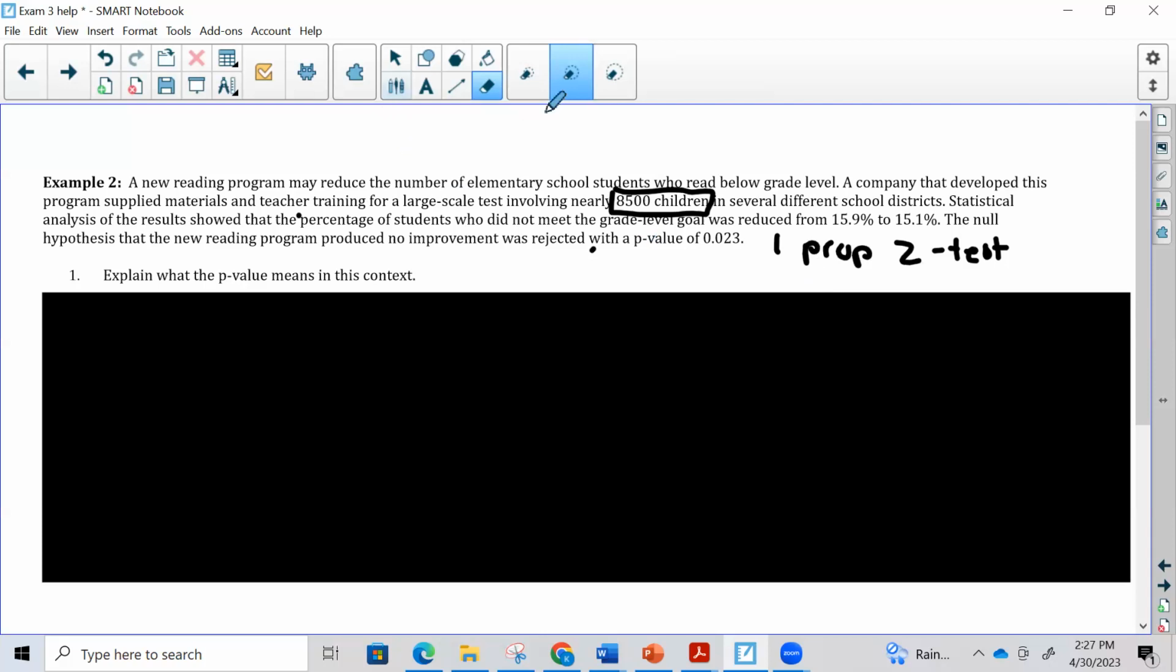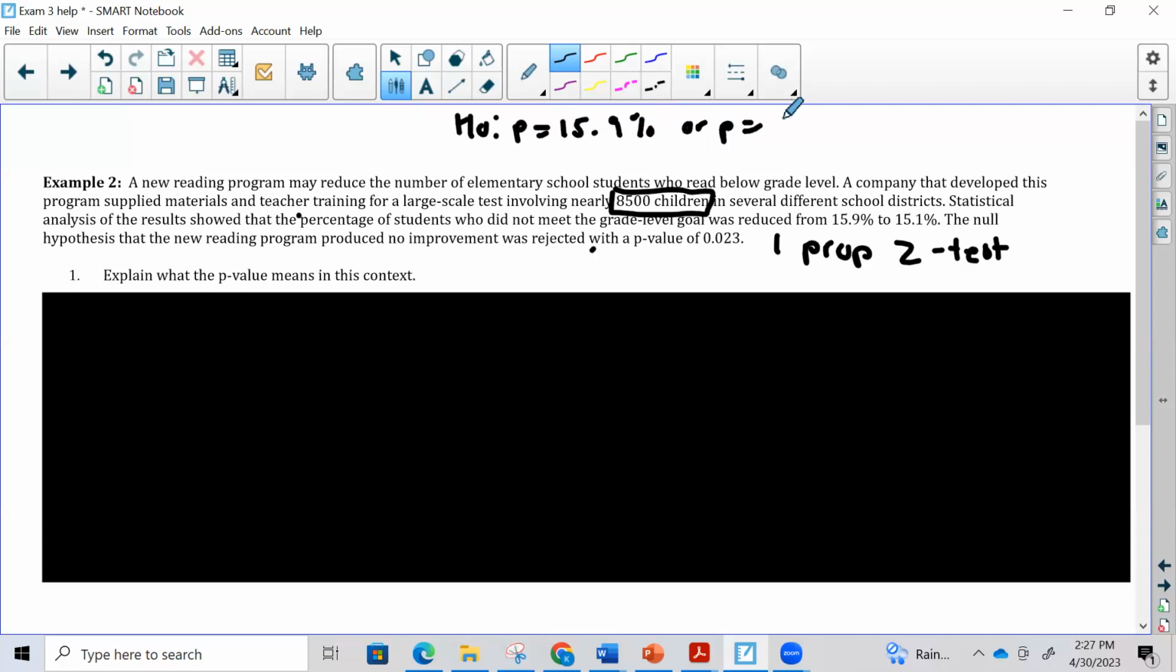I need a little more space, so we'll put it up here. So the null is p is equal to 15.9%, or p equals 0.159. And the alternative is that it was reduced. So p is less than 15.9%, or p is less than 0.159. Okay, so those would be my null and my alternative.